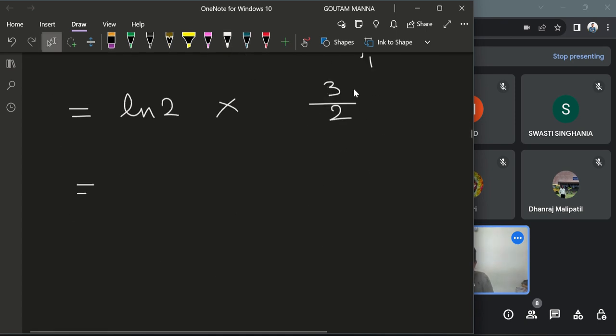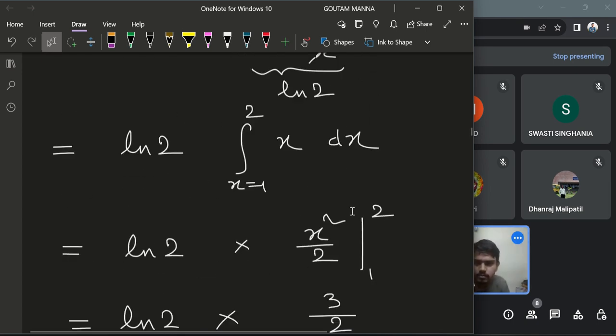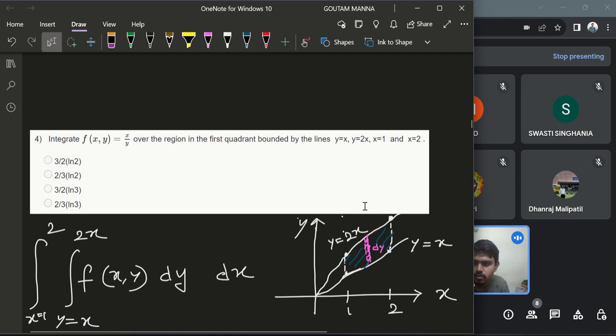So it will be 3 by 2 ln 2. The quantity is 3 by 2 ln 2, the first option.